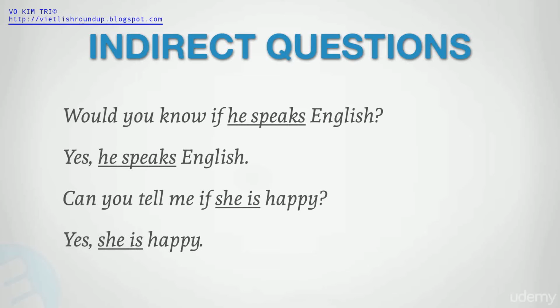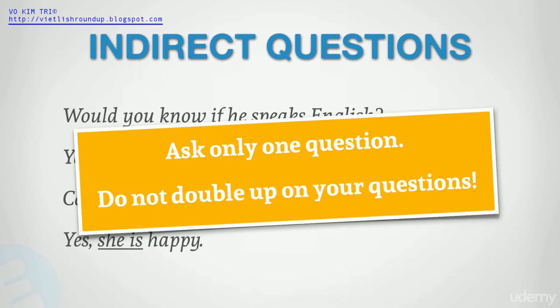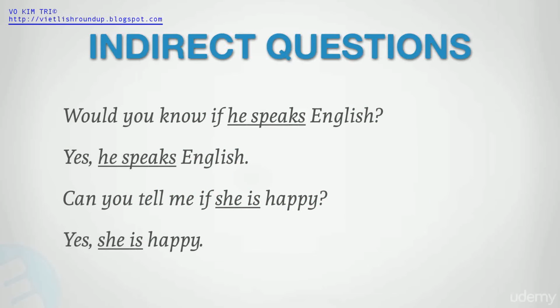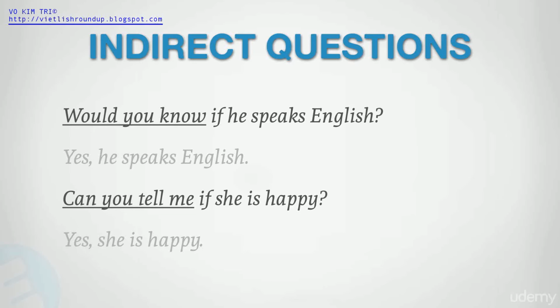Remember this rule. Ask only one question. Do not double up on your questions. As you can tell by the answers, in these examples we used yes-no questions. To ask indirect yes-no questions, we use "if" as our question word. So now we have the introductory phrase, followed by "if," and then a positive sentence.